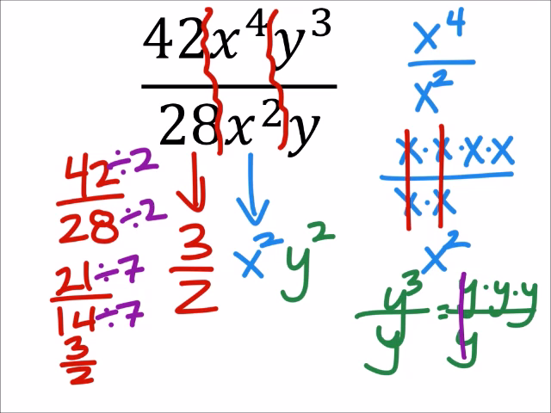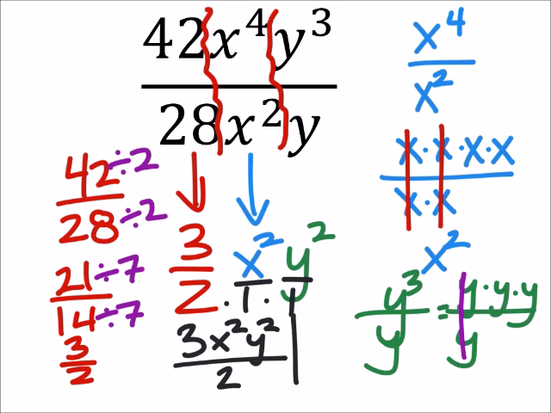Now yes, as it was pointed out there, these technically would be over 1. So this is just kind of like fraction multiplication if you want to look at it that way. I'd have 3 times x squared times y squared all over 2 times 1 times 1, which is 2. So this answer would be fine.